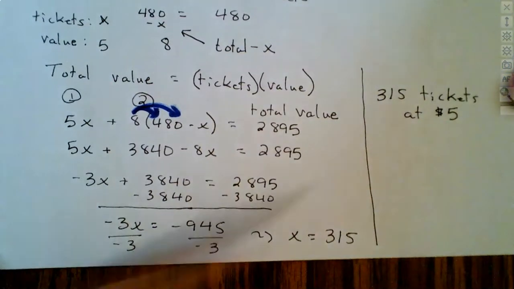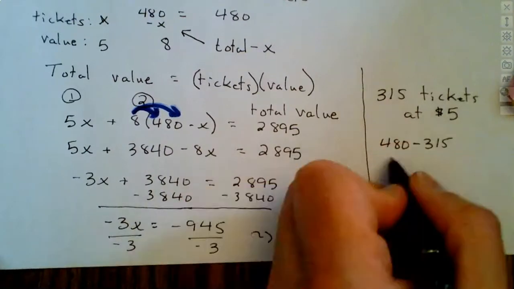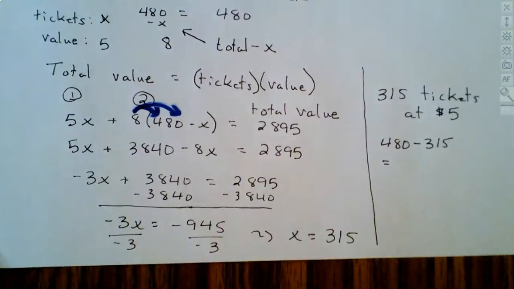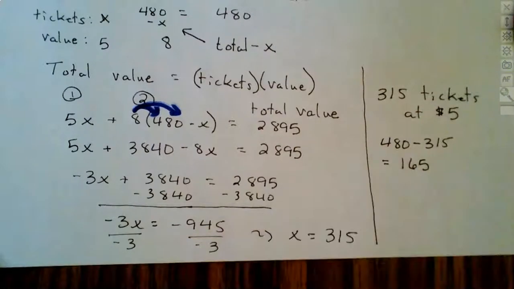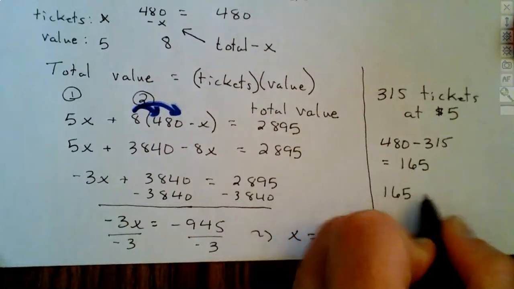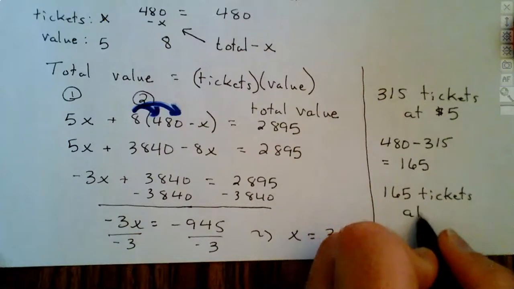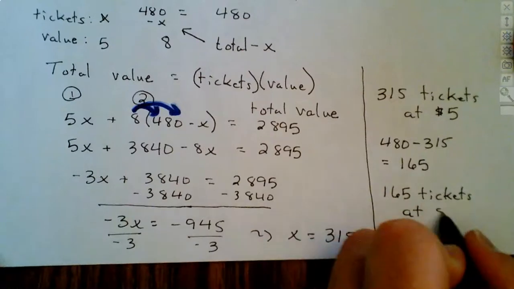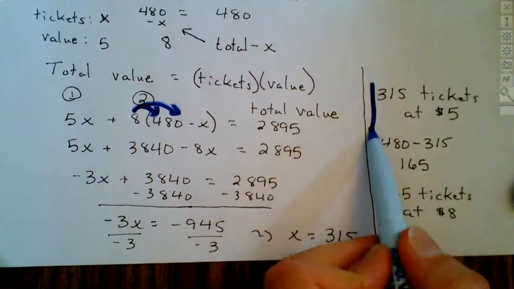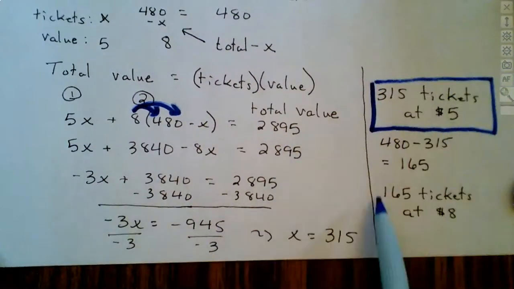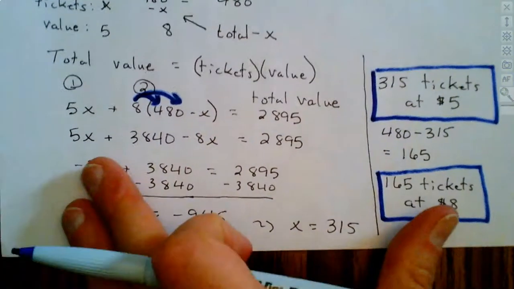And what about the other one? Well, the other one is 480 minus 315. That gives us then 165. So what do we know that now? We have 165 tickets at $8 a piece. So that is how you would solve these type of questions. So that's what we've got there.